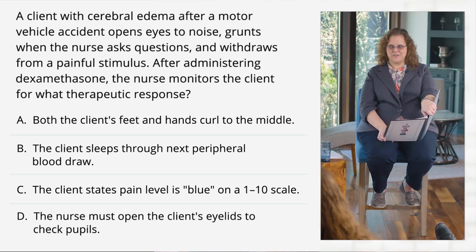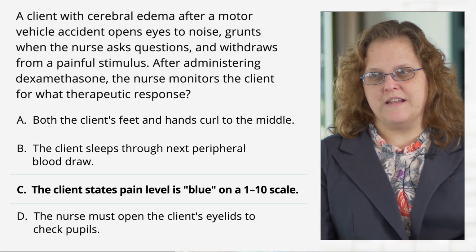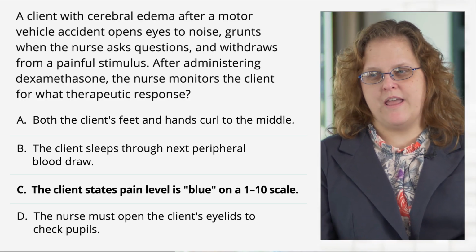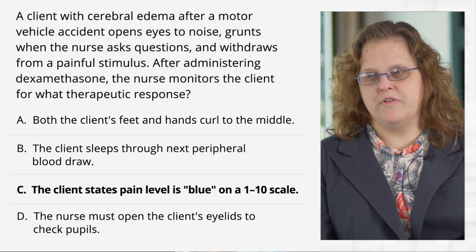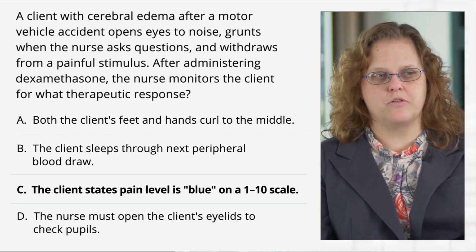C is your final answer. What y'all think? Yeah. So even though it's not the ideal response, it's a response. And every other option is literally moving the opposite direction so that we're not getting a therapeutic response. The patient's actually getting progressively worse.